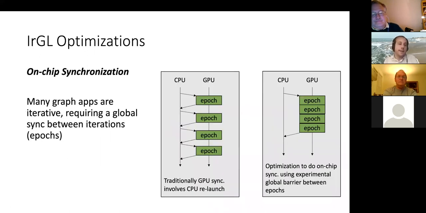Another option is on-chip synchronization. Lots of graph applications are iterative. That is, you do one round of computation and then you come back and do another round of computation. These are called epochs. On a GPU, that means returning to the CPU and then launching another GPU program, returning to the CPU, launching another GPU program. There are ways, although they're not officially supported, to move the synchronization all the way onto the GPU and close these gaps. So our compiler allows you to do that.